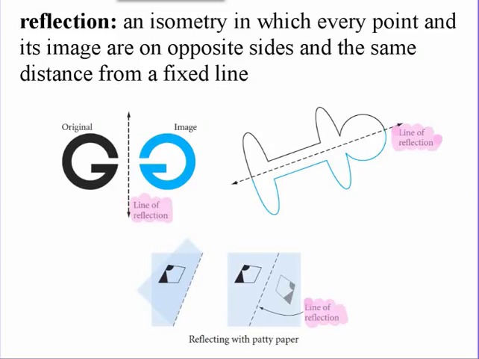So basically what we do is we take an image, we have a line, and we basically fold over the image on that line.